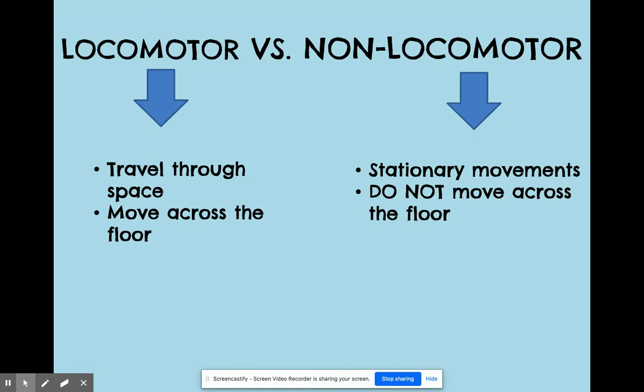Then we have non-locomotor movements. So this is where you can still be moving your legs and your arms, your hips, whatever, doing whatever kind of dance you want, but you are not moving across the floor. So you are doing most of your movement in like a stationary square where you don't move out of that square.